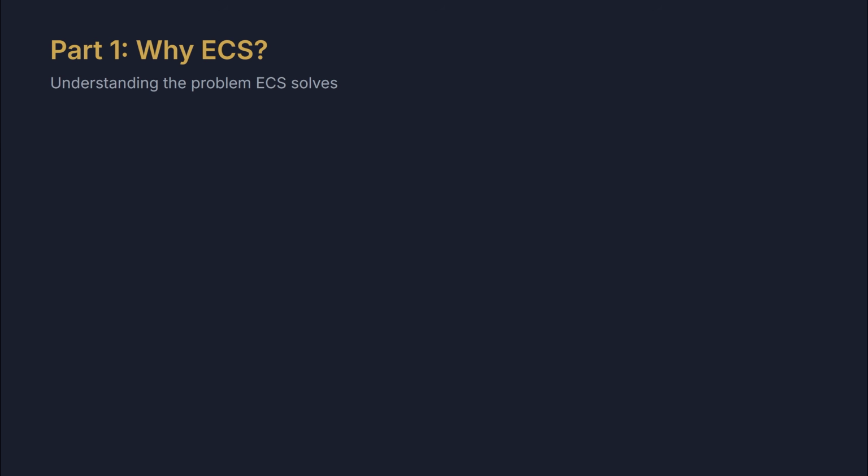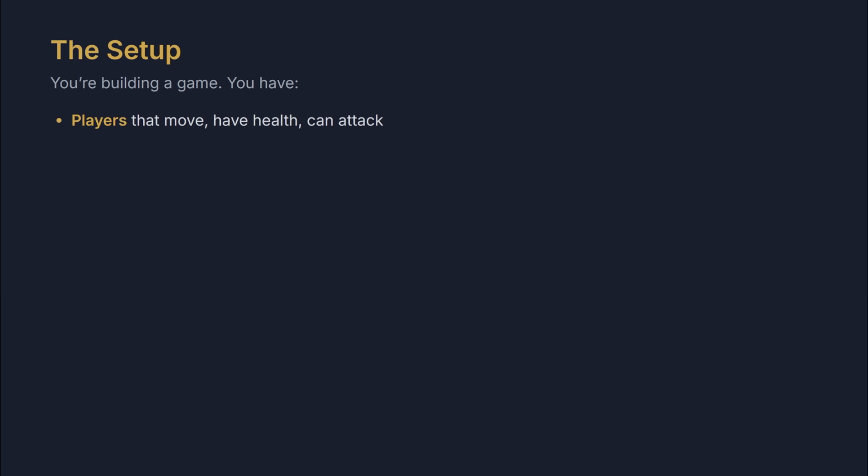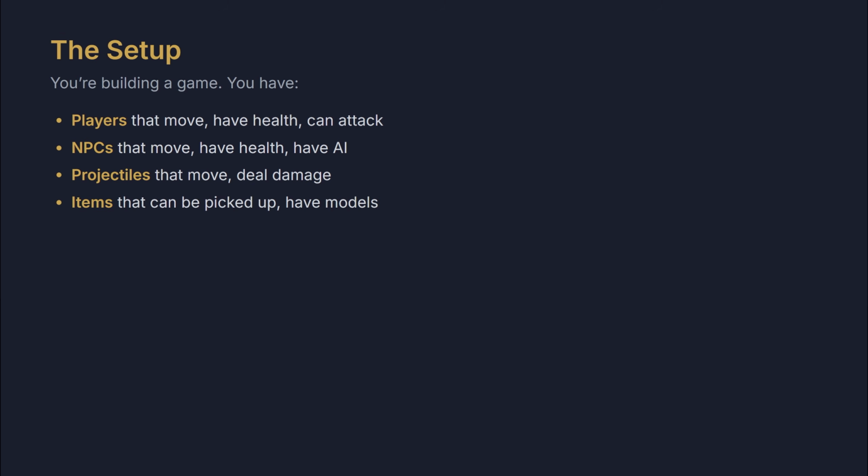Before we try to understand the problem ECS solves, let's first talk about our setup. So let's imagine you're building a game. You have a player that moves, for example, has health and can attack. We have NPCs that move, have health, have artificial intelligence. We have maybe some projectiles that move, deal damage, and we have items that can be picked up or have models. So how would you organize this code?